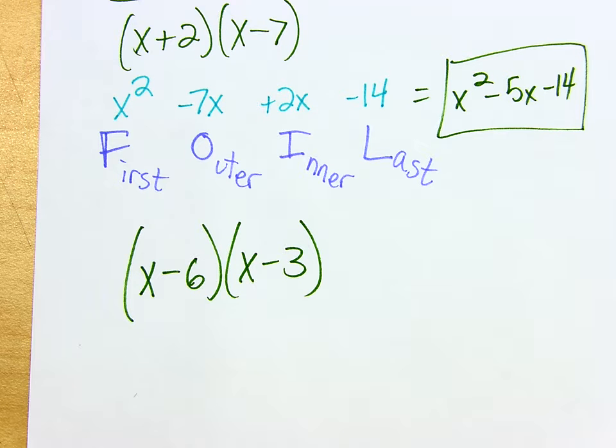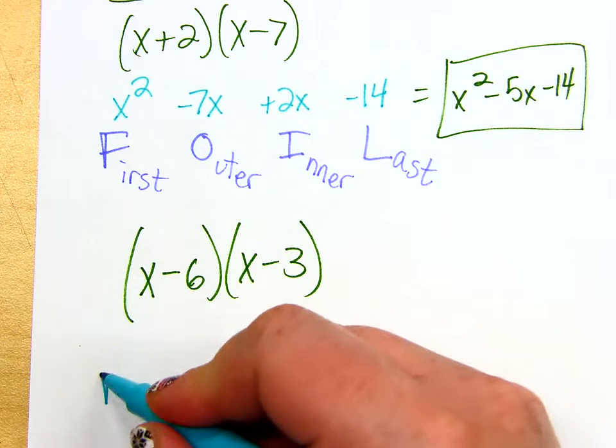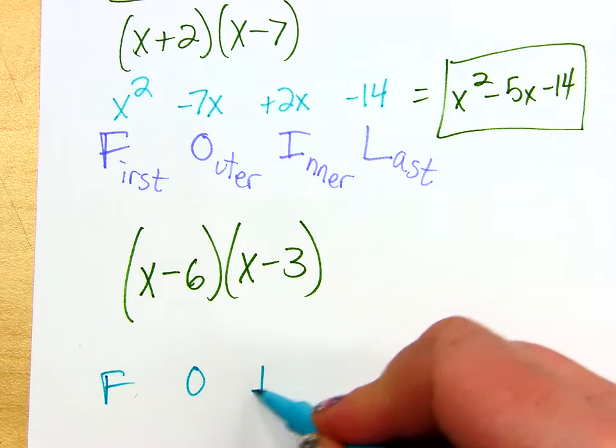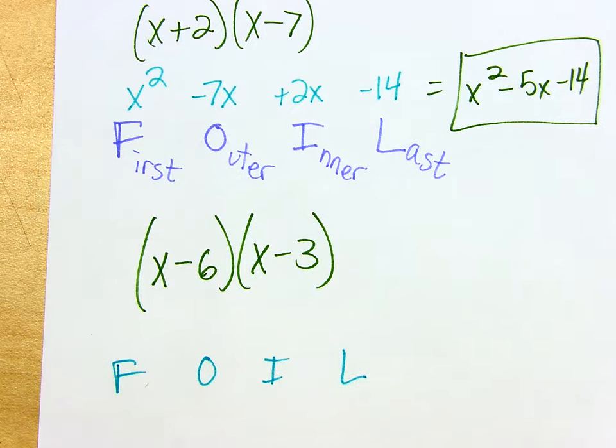Does everybody have an answer? I'm going to call on you at random for each of my pieces here. So we're going to, again, do first, outer, inner, last. You don't have to write the word FOIL out, but if it helps you, go ahead. I don't care. All right, so when I multiply the two first terms together, what comes out?